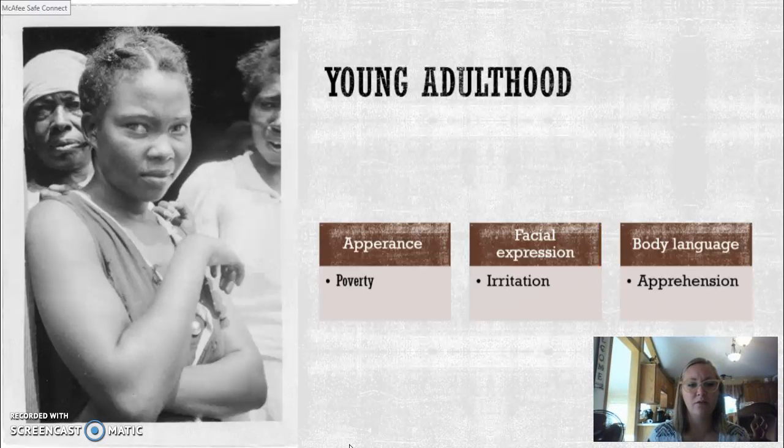She has her family around her with their hands on her, kind of supporting her that she's there. Her arm is crossed. And to me, I'm getting the picture that she is not very welcoming to the person that is taking the picture or trying to talk to her.